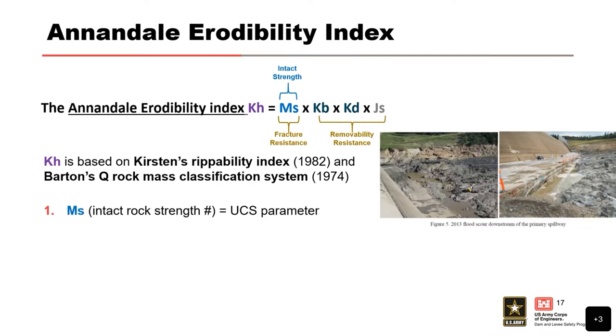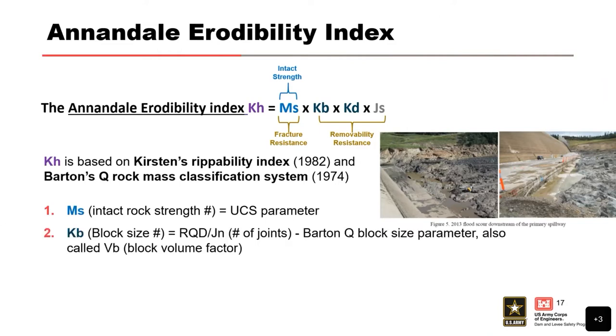So the head cut erodibility index, or KH, is made up of four parameters. The first one is MS, and MS is the mass strength number. The mass strength number is a function of the unconfined compressive strength of the rock. Next one is the block size number, or KB, and this is a function of the rock quality designation, and then the number of joint sets. So think about the number of joint sets. The block size number corresponds to how intact the rock is, and then how large the size of the rock blocks are.